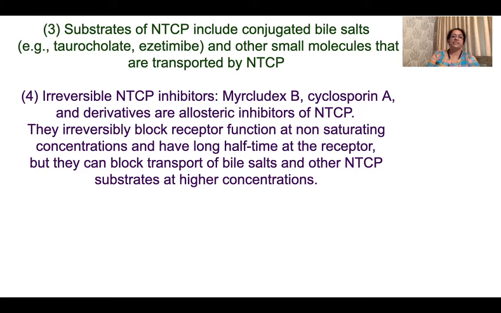Substrates of NTCP include conjugated bile salts like taurocholate, azacitidine and other small molecules that are transported by NTCP. Irreversible NTCP inhibitors are Myrcludex B, cyclosporin A, and derivatives, which are allosteric inhibitors of NTCP. They irreversibly block receptor function at non-saturating concentrations and have long half-life at the receptor, but they can block transport of bile salts and other NTCP substrate at higher concentrations.